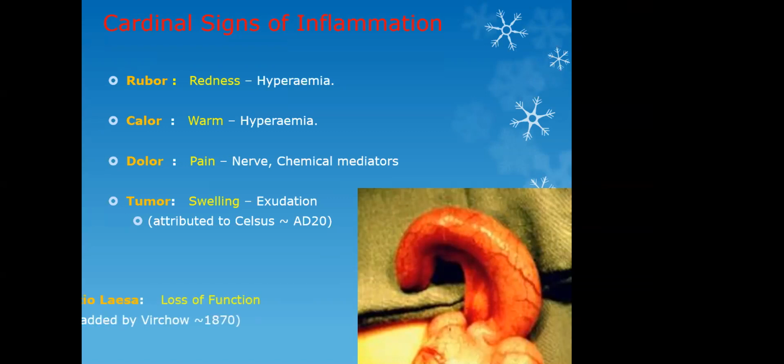And finally, the fifth cardinal sign, which is loss of function, or functio laesa, was actually introduced by Virchow in 1870. So now, when we talk about the cardinal signs, we also take functio laesa, or loss of function, as one of the signs of inflammation. So if I ask how many cardinal signs of inflammation there are, there are five, right?